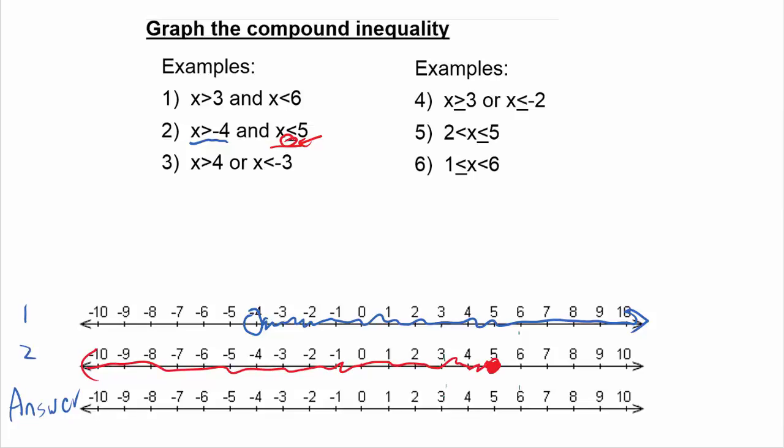And you can see that, again, if I'm looking for where these two graphs overlap, because this is an AND problem, it's going to be anything in between these two numbers. So from -4, now that's going to be an open circle again because it's not including -4. They don't overlap there because the blue graph does not include -4. And all the way out here to 5. Now 5 is included in both of them because that's a closed dot. And then we're going to go ahead and shade in between.